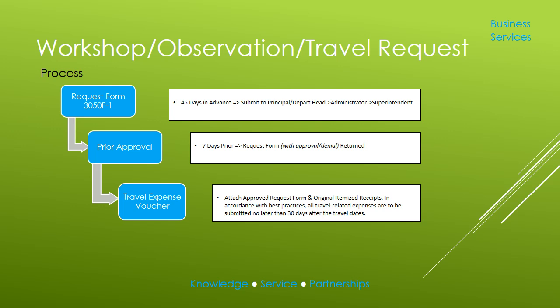Once travel is complete, submit a travel expense voucher for any expenses to be reimbursed. Attach the approved Request Form 3050F-1 and the original itemized receipts and then submit them to Accounts Payable. In accordance with best practices, all travel-related expenses are to be submitted no later than 30 days after the travel dates.